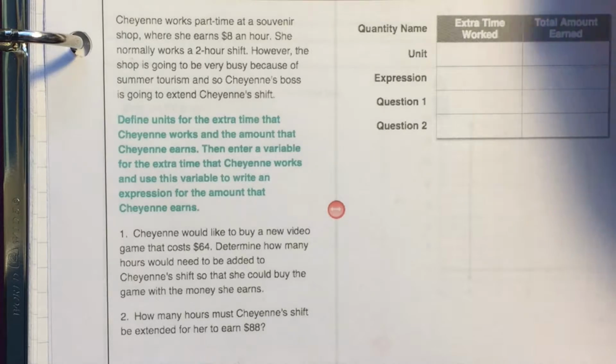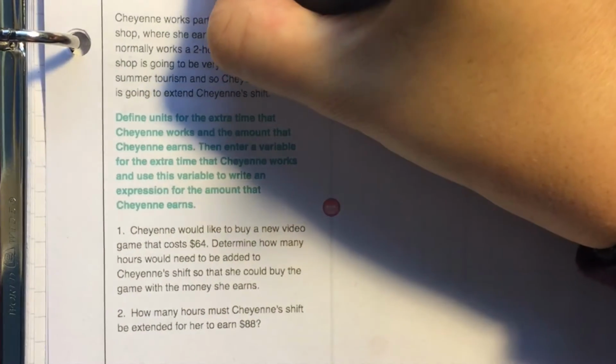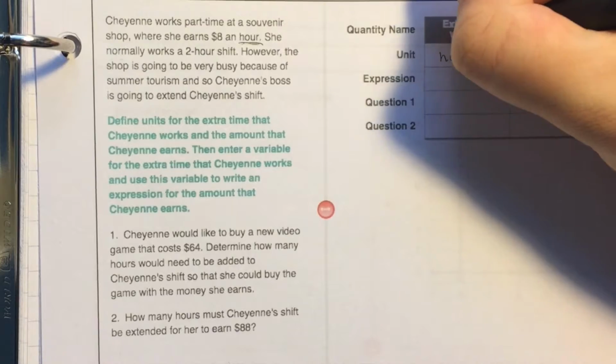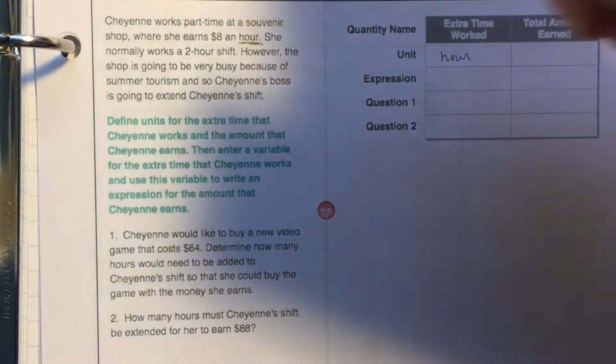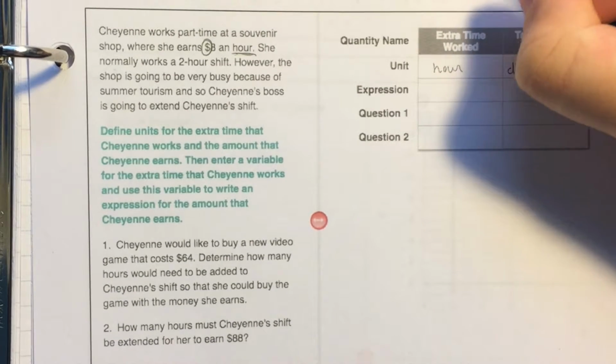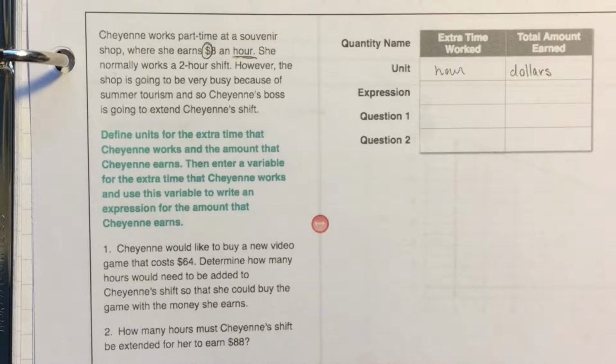Cheyenne works part-time at a souvenir shop where she earns $8 an hour. She normally works a 2-hour shift. However, the shop is going to be very busy over the summer for tourism, so Cheyenne's boss is going to extend her shift. So she works $8 per hour. So our variables are the amount of time that's worked and the total amount earned.